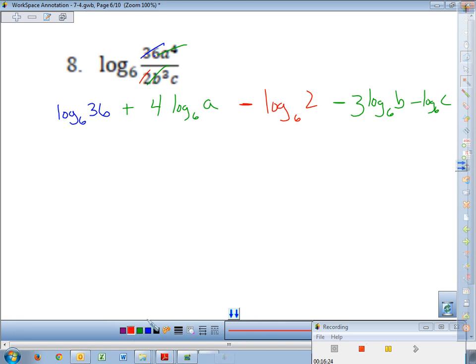Do I have any arguments that are whole numbers? This guy right here. Since the base is 6, does 6 to any particular power equal 36? 2. Plus, that's got a variable for an argument. Hey, this has got a number for an argument also. Does 6 to any particular power equal 2? 6 to the 1/3, like the cube root of 6 is 2? No? Yes, no? So, I'm glad we're thinking though, right?